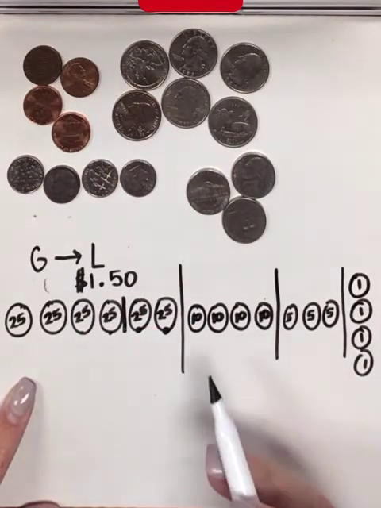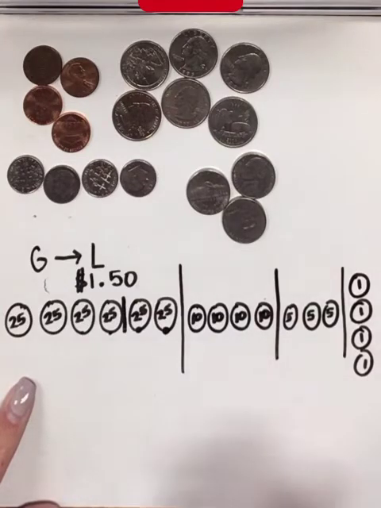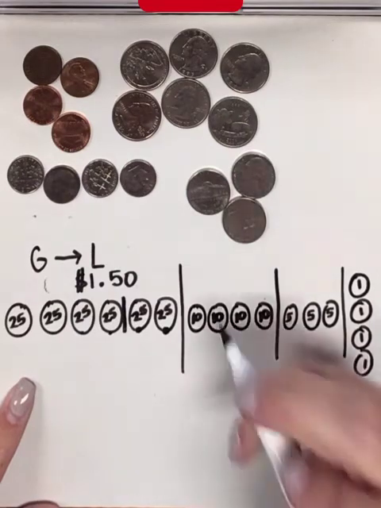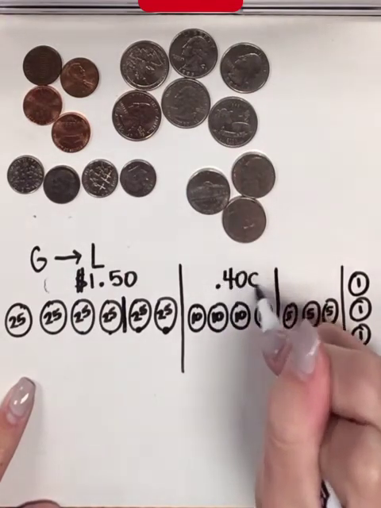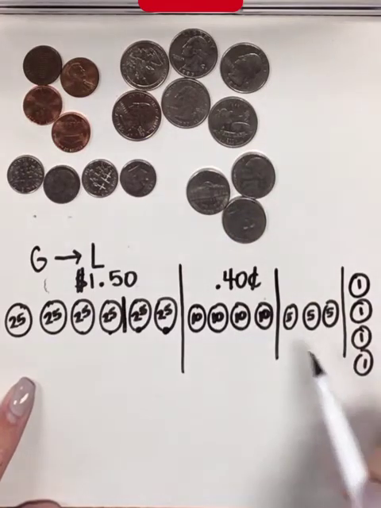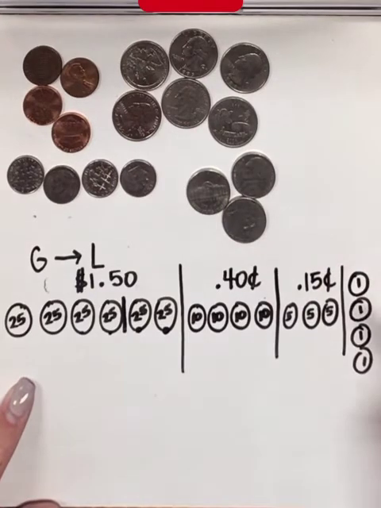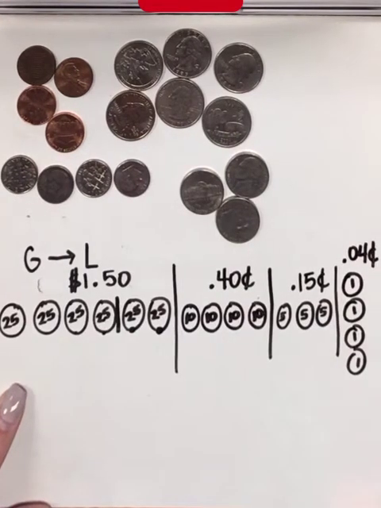So now let's go over to our dimes. Well, we have 10, 20, 30, 40. I have 40 cents. In nickels, I have 5, 10, 15. I have 15 cents. And then in pennies, I have 1, 2, 3, 4. I have 4 cents. So now I have all of my values. So if I wanted to use the algorithm, I could. Or I can write the value underneath and continue to count on.